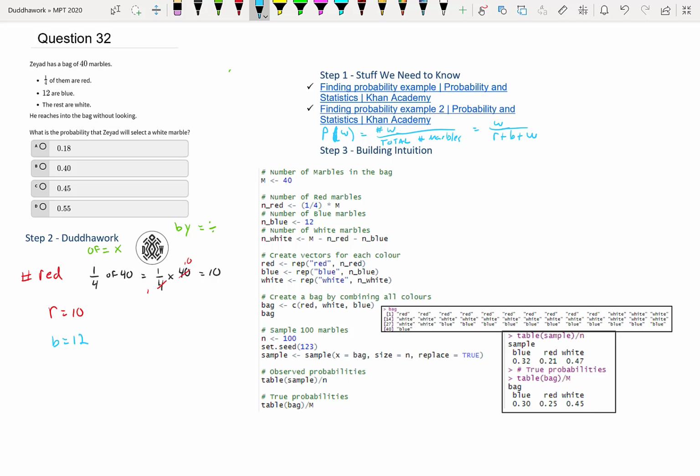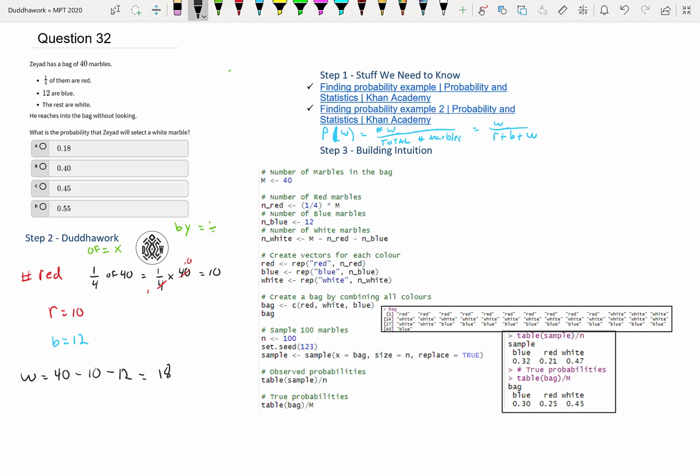And then the whites, for this, I'll just do the whites is the rest, right? So we know we have 40 in total. So maybe I'll do this. We have the whites, which is 40 minus 10 red. So we have 30 marbles left. And then we have 12 blues as well. So I'm taking away the other ones to get the leftover whites. So I have 30 minus 12. I think that is 18 whites.